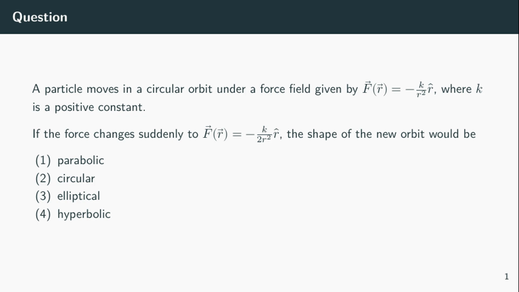Now what happens if this force suddenly changes? It switches to F vector of r vector equals minus k over 2 r squared r hat. The question is, what would the shape of this new orbit be? And we have four options: 1 parabolic, 2 circular, 3 elliptical, or 4 hyperbolic.